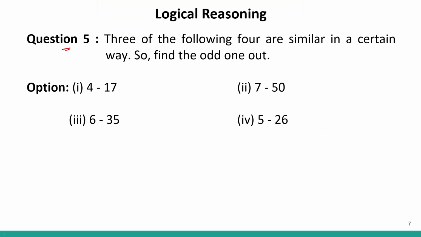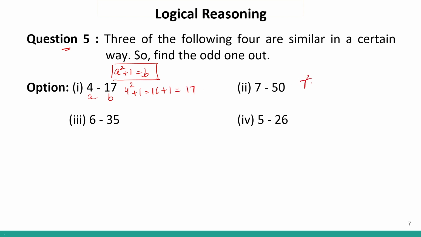Now let us look at question number 5. Question number 5, 4 options are given to us and we have to identify the one that is odd one out. So if I look over here, again a square plus 1 equals b, I can get. How? This is a, this is b. So 4 square plus 1, so 16 plus 1 will give me 17.